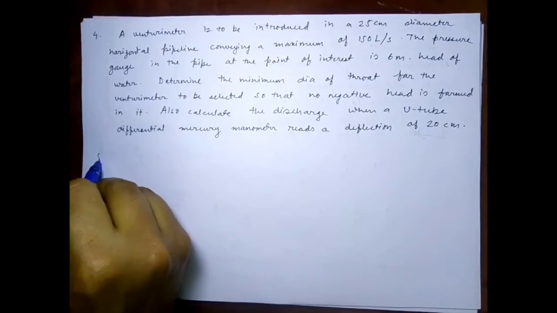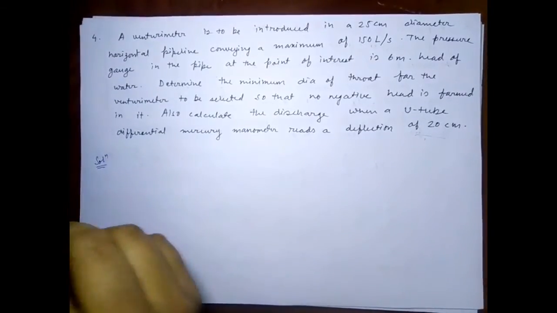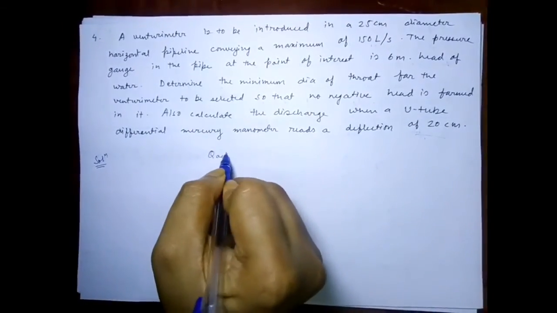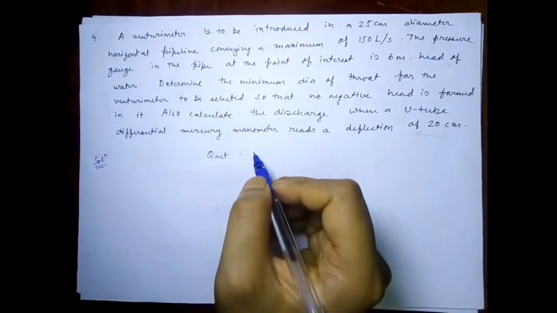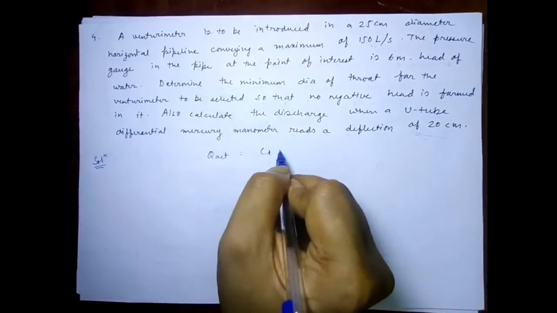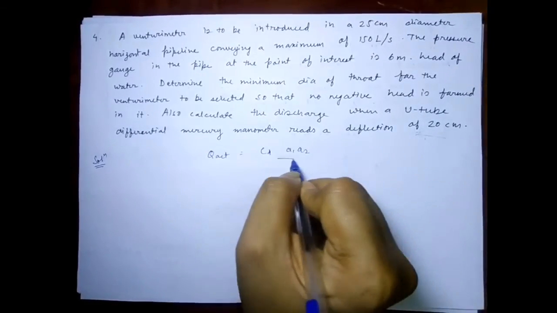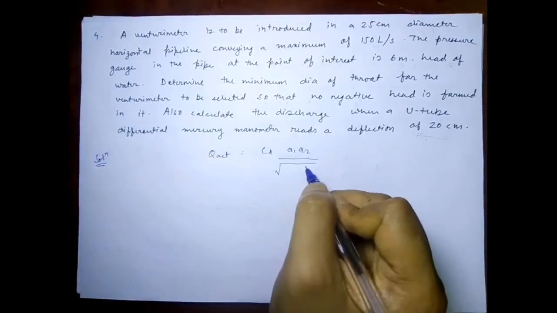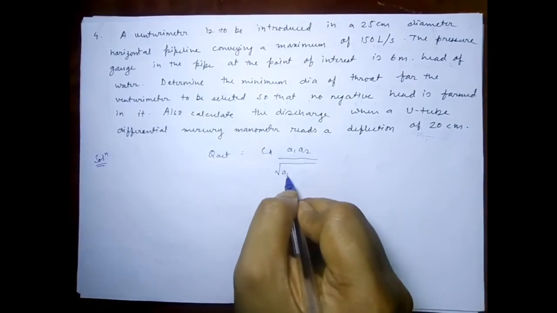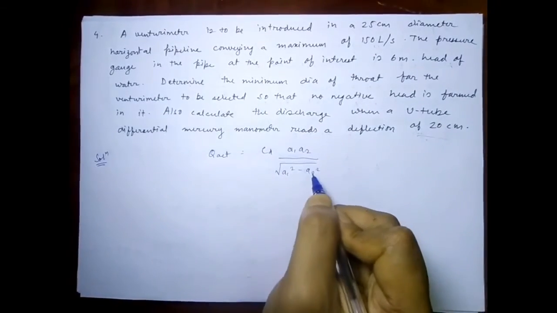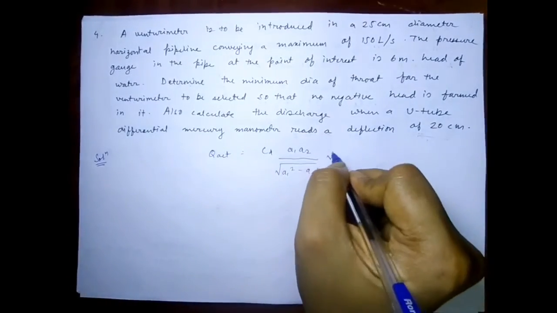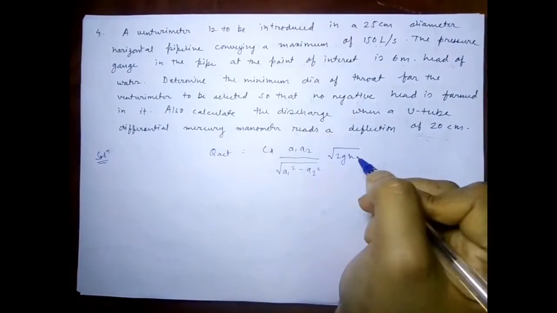So let's first write the actual discharge equation for a venturimeter, that is Q actual equal to CD times A1 A2 upon square root of A1 square minus A2 square times root 2 GH.